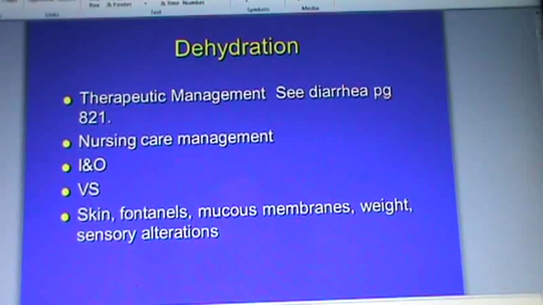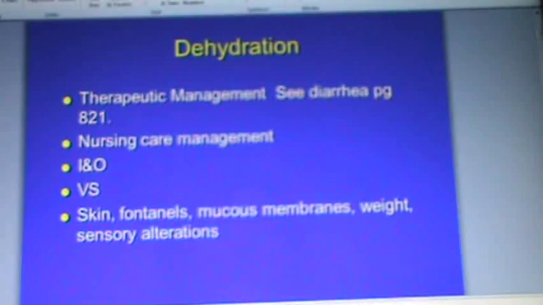Therapeutic management. See the diarrhea page on 821. Good list there. Nursing care management. You want to watch their I&O, their vital signs, their skin, their fontanelles, their mucous membranes, their weight, and their sensory alterations.